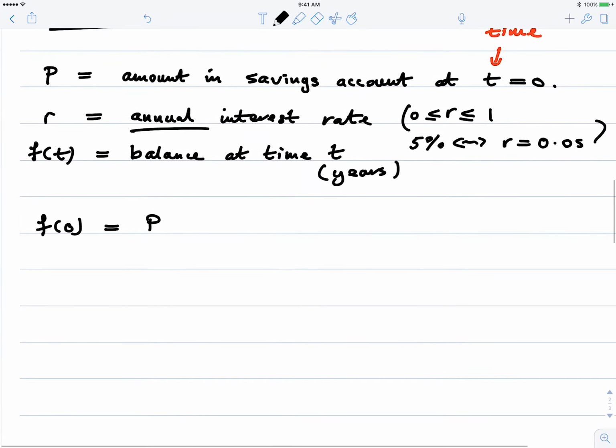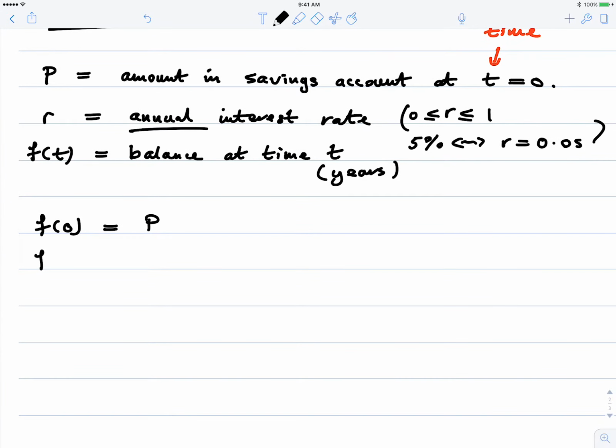What about at time 1? So at time 1, here's the plan. At the end of every year, interest is going to be added. Banks often call this compounding. Compounding means you add interest. So we're going to compound in annual intervals. Every year, at the end of the year, we're going to add interest.